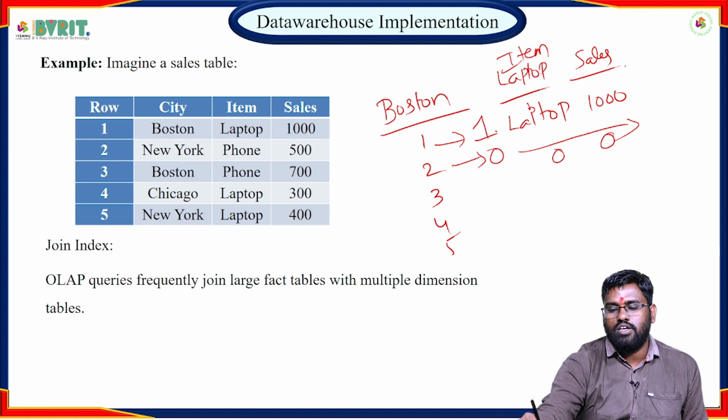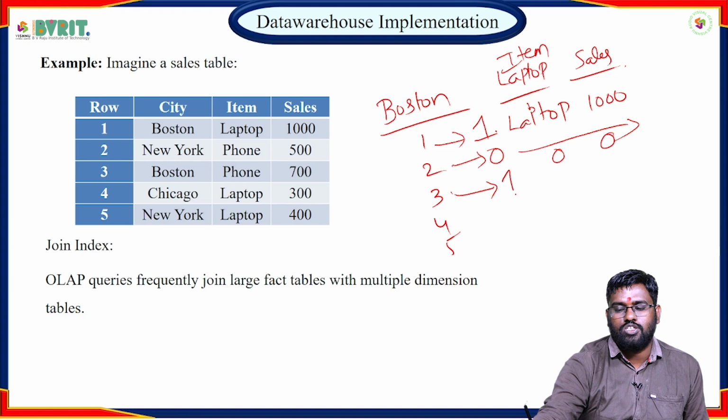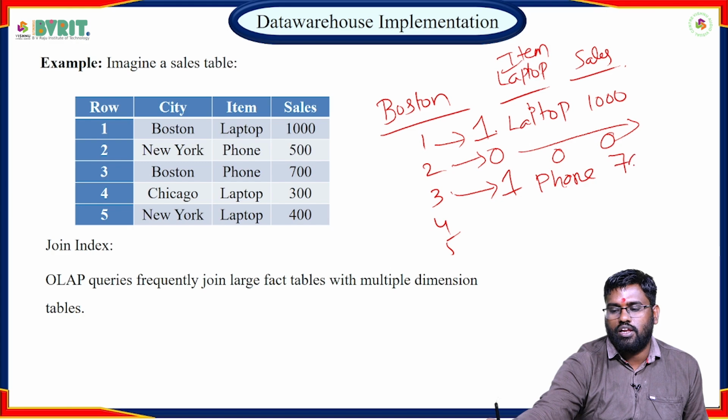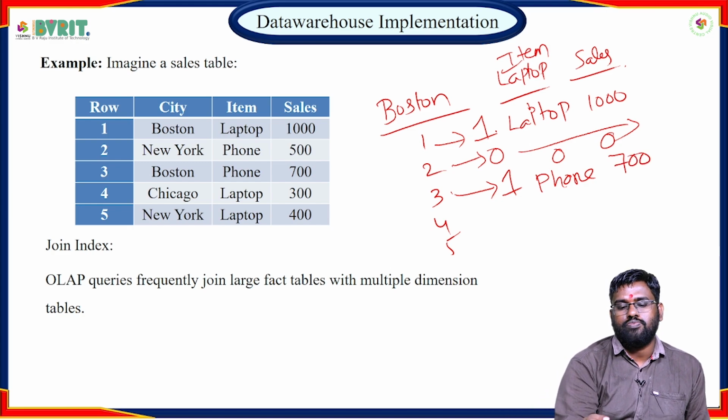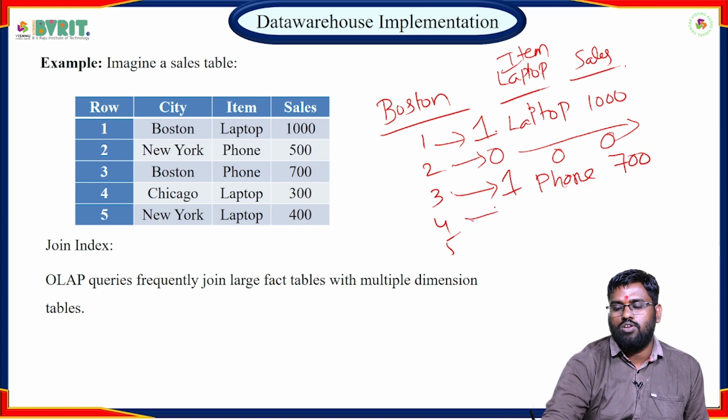Next, the third one exists, so this value will be 1. The item is a phone and the sales is 700. Next, Chicago, so this value is 0, all the values are zeros. The next one is New York, so this value is also zeros.